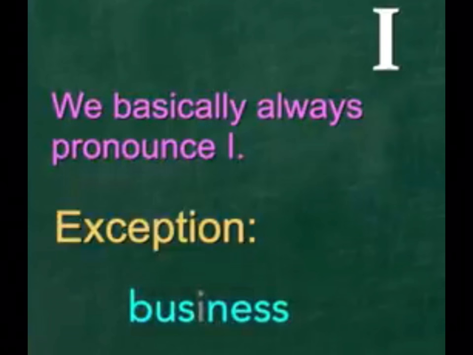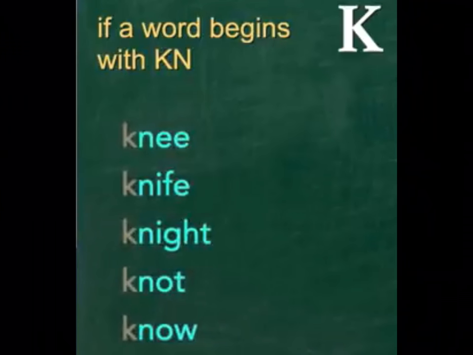Business. And moving on to K, the letter K. So this one is easy. K is silent before the letter N at the beginning of a word, like knee or knife, night, not, and no. Again, K is silent before the letter N at the beginning of a word, like knee, knife, night, not, and no.